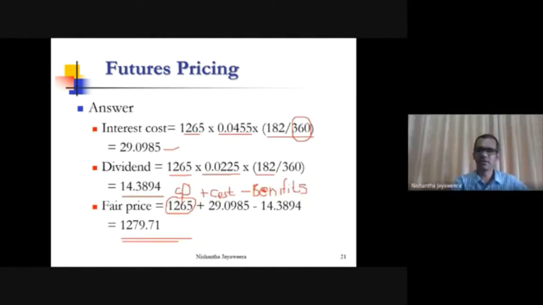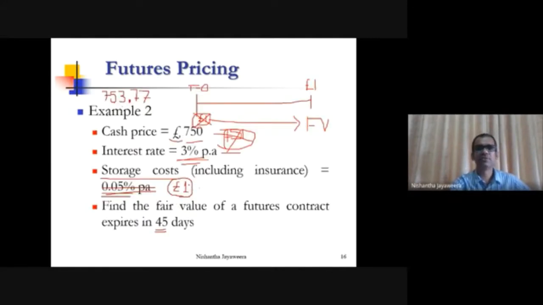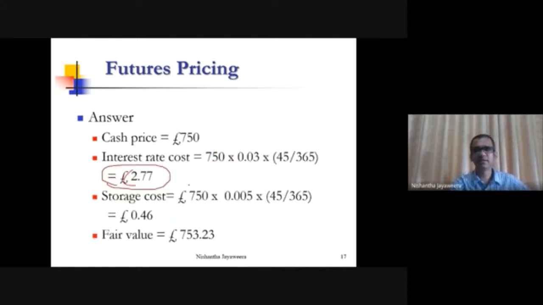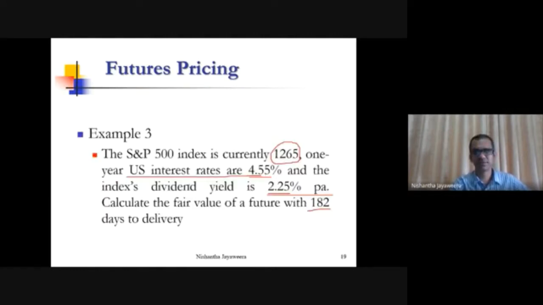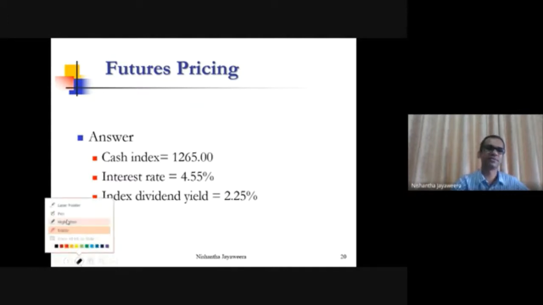I'll ask one question. Now all these examples we saw, the futures price is higher than the spot price. Clear? Is it true? Yeah, that's due to the interest, right? Yes. Not only due to interest.